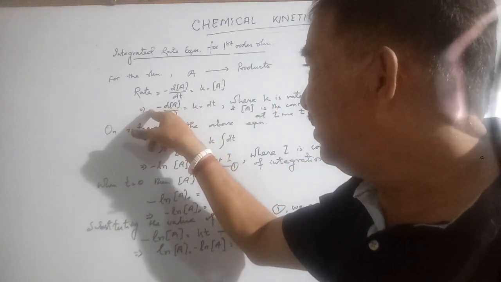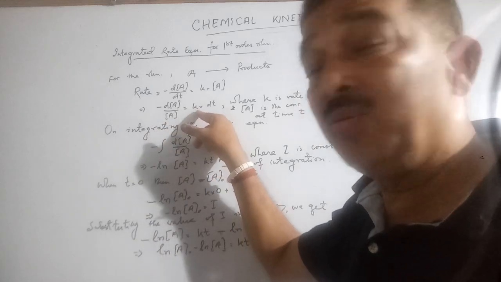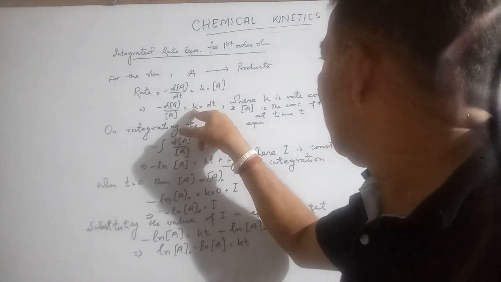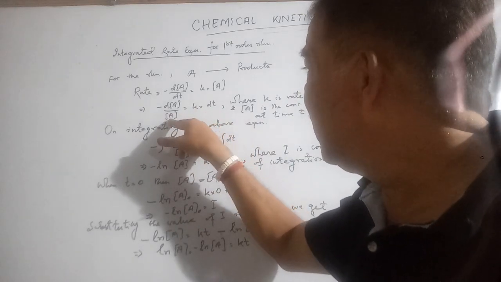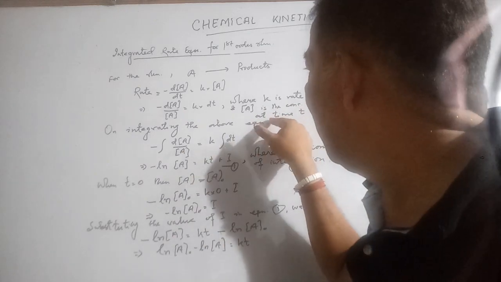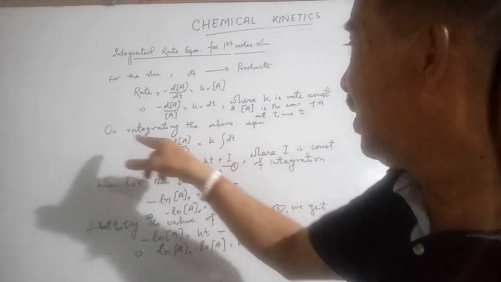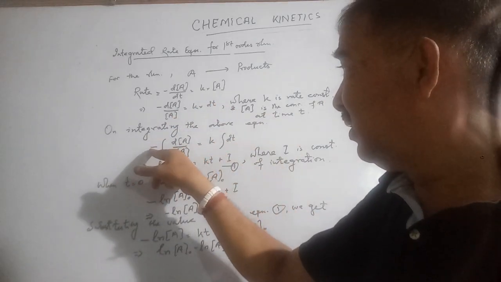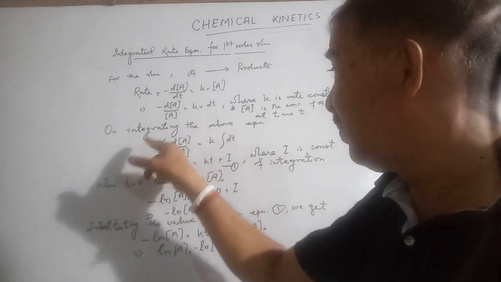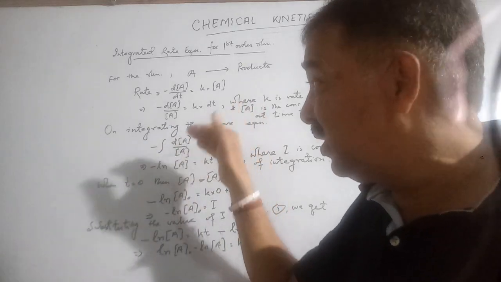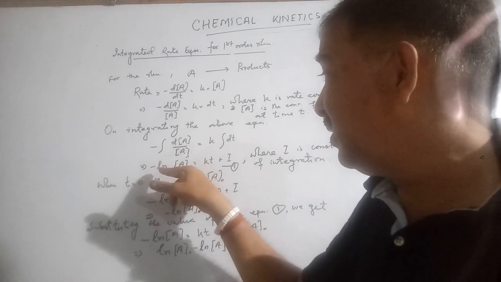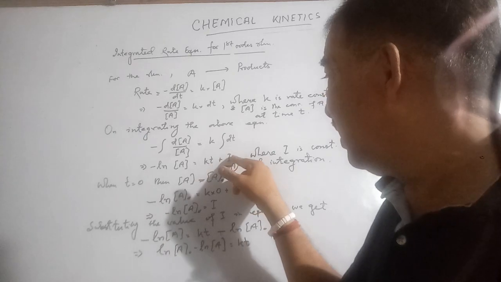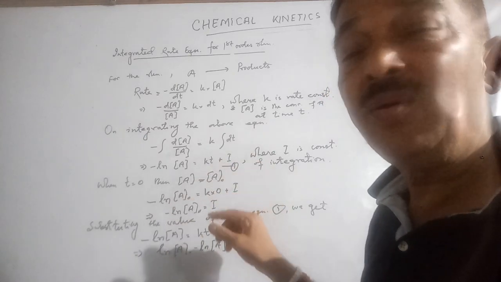Or minus d[A] by [A] is equal to k into dt, where k is your rate constant and molar concentration of A is the concentration of A at time t. On integrating this equation, we get this form. Now this can be converted into natural log. So minus natural log [A] is equal to kt plus I, where I is the constant of integration.